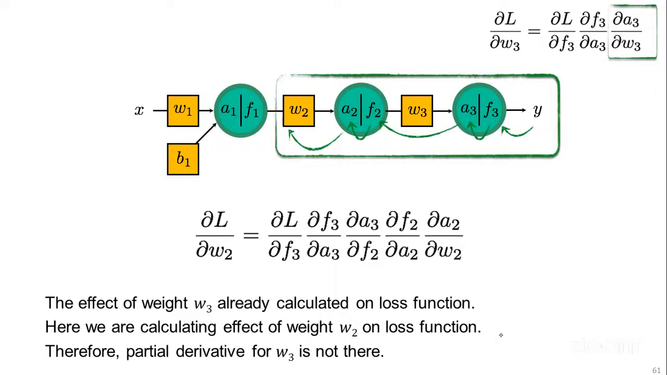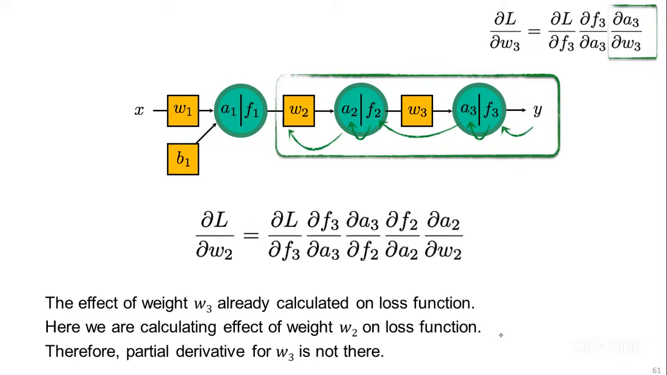Why did we leave this W3 here? See, when we are going from A3 to F2, F2 to A2, A2 to W2, why have we left this W3 here? Because that we have already done. Whatever the effect of W3 was, we have already done. So that is why we are not taking it here. When you are writing here, just see this: del L by del F3, del F3 by del A3, del A3 by del F2, like that. Okay.